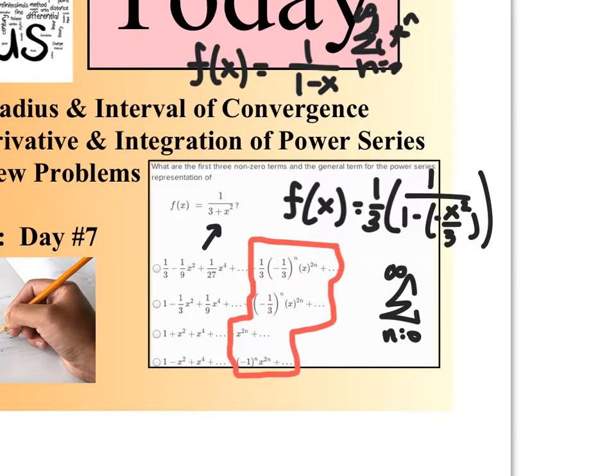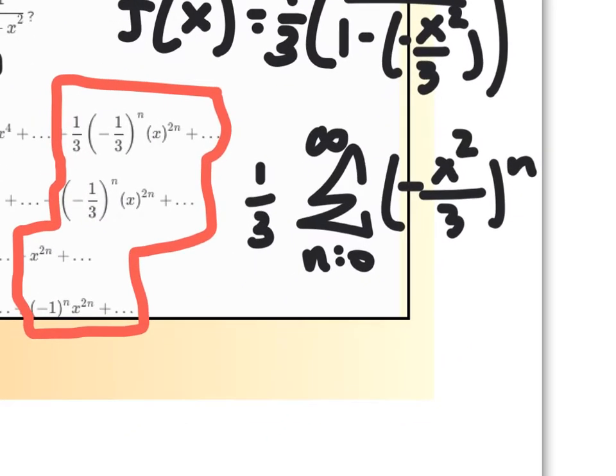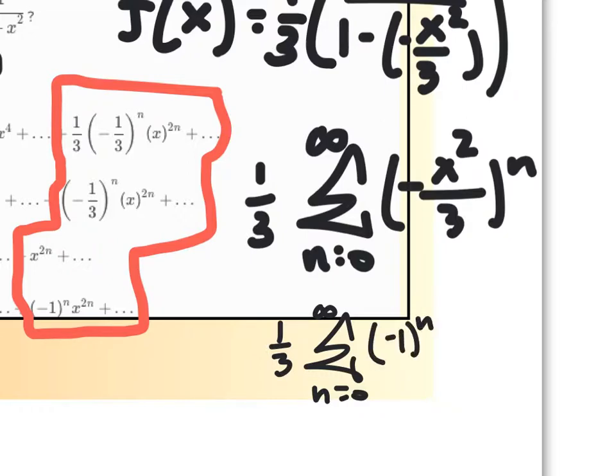N equals 0 to infinity. We would have a 1/3. Let me pull that 1/3 out here. And just for the moment, let's write this as negative x squared over 3 to the nth power. Now let's simplify that. That'd be n equals 0 to infinity of 1/3. I'm going to have an alternator here, so negative 1 to the nth power, and that'll be x to the 2n over 3 to the n.